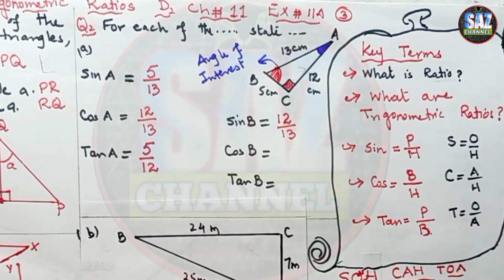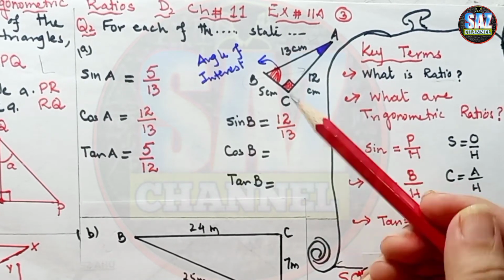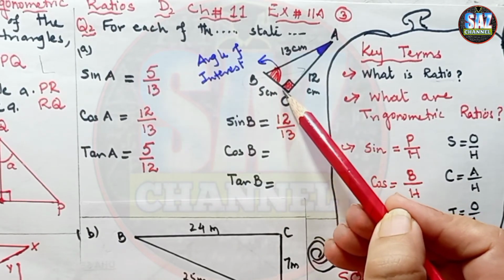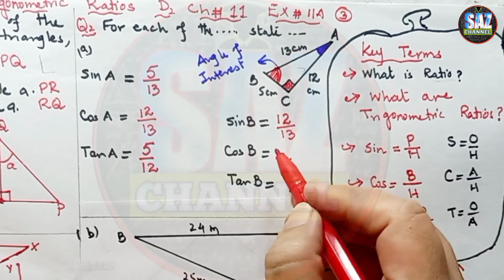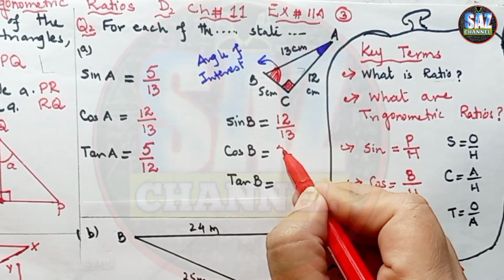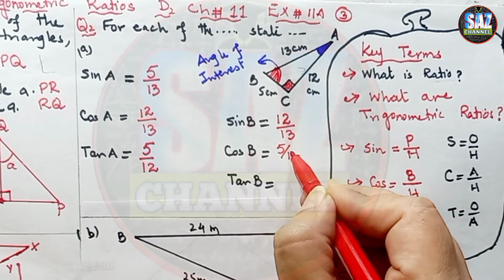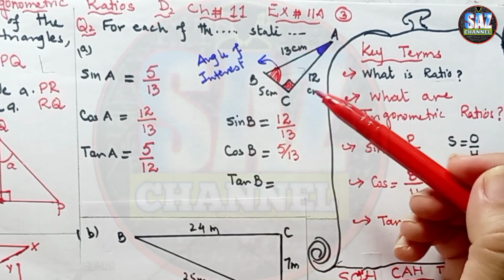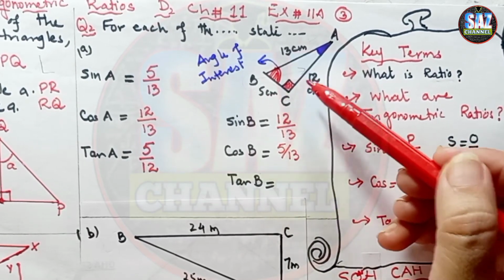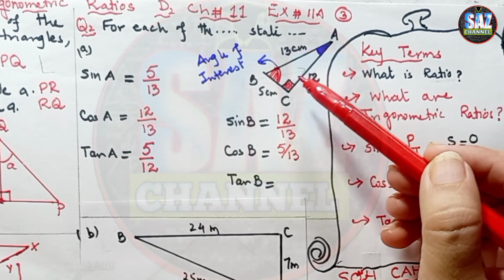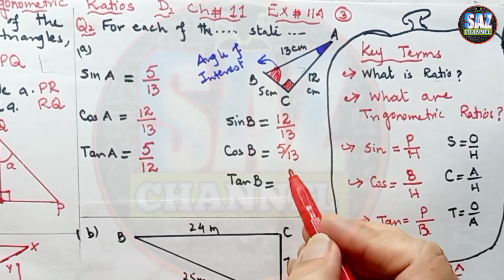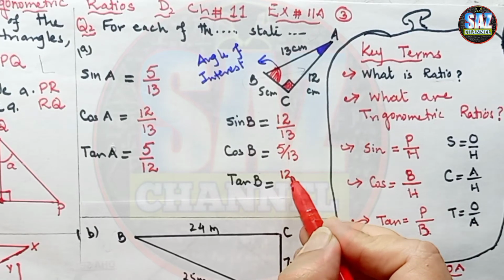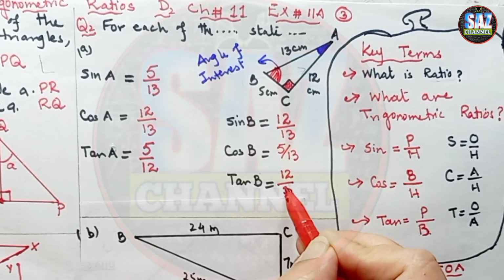Coming to cos of angle B, with the reference of angle B, 5 is the adjacent, 5 is the base, so 5 by 13 over the hypotenuse. Tangent is opposite upon adjacent. Now with the reference of angle B, opposite is 12 and adjacent is 5.